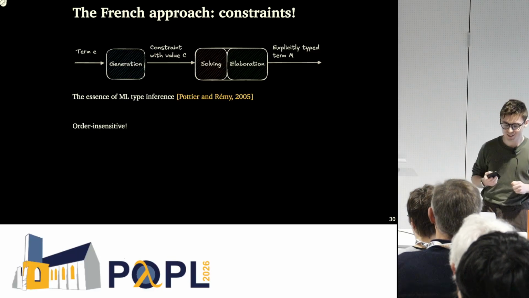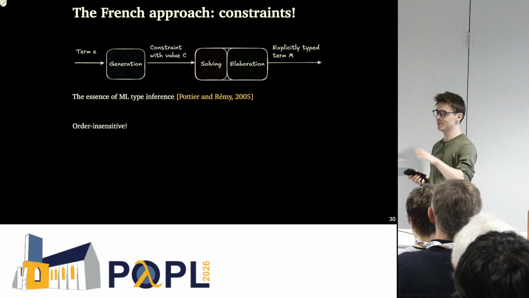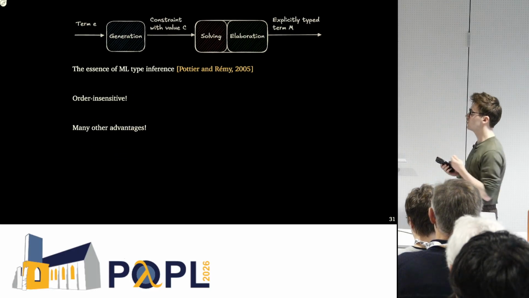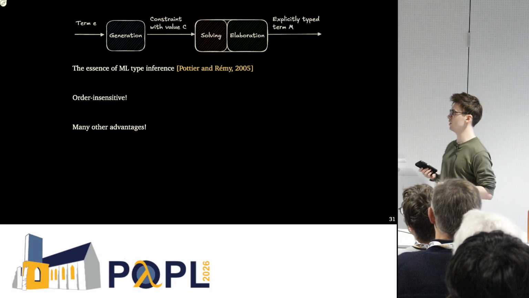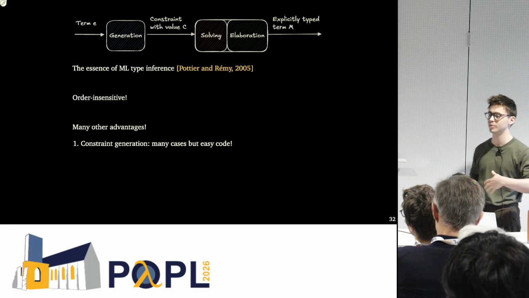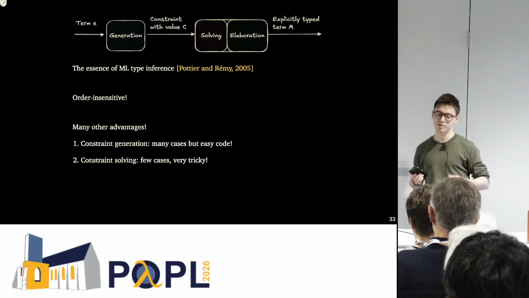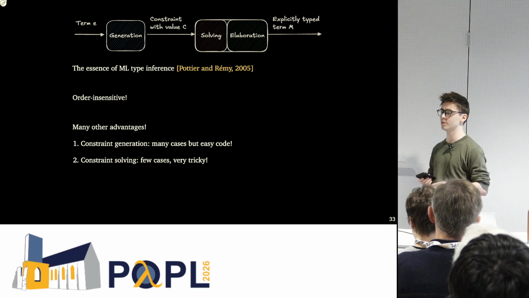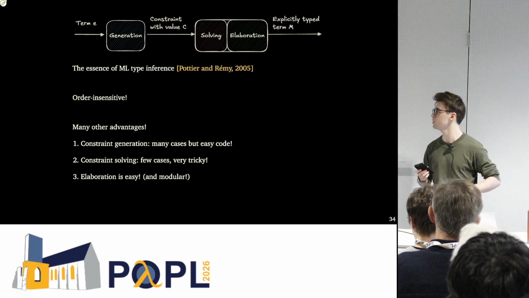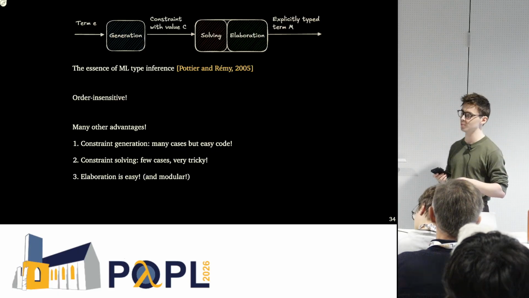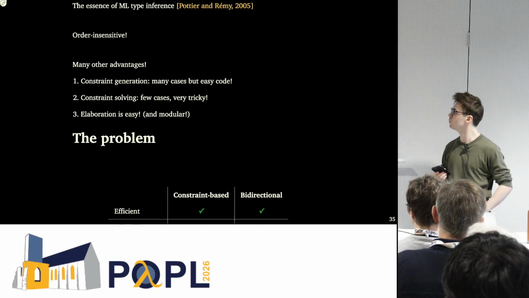The nice thing about this is that it's order insensitive. We can really solve constraints in any order. And it does have many other advantages. For example, constraint generation is very easy to write, so it scales to a very large language, whereas constraint solving is rather tricky, but you can have a very small constraint language for a large source language. And elaboration is easy and modular, thanks to a paper by François Pottier.